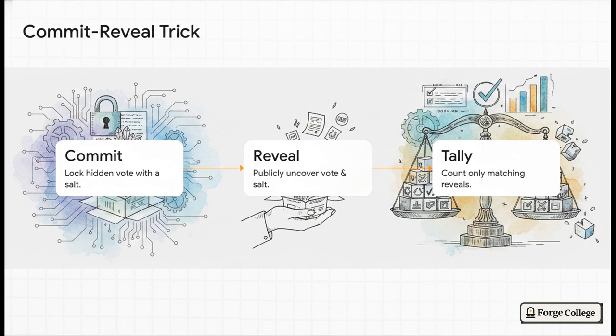Everyone publicly uncovers their vote and their salt. And Step 3. Tally. The system only counts the votes where the revealed data perfectly matches that original locked box. This absolutely stops latecomers from sneaking a peek at the scoreboard and swinging a vote at the very last second.